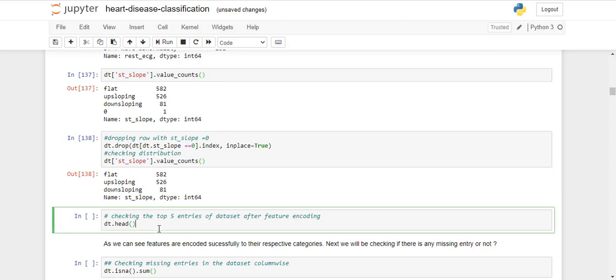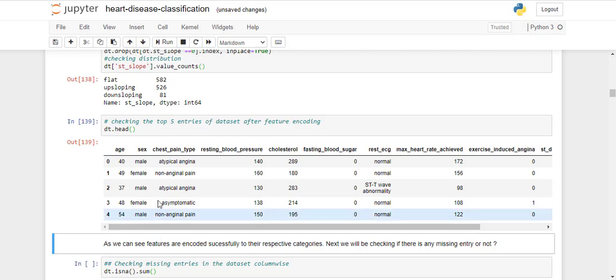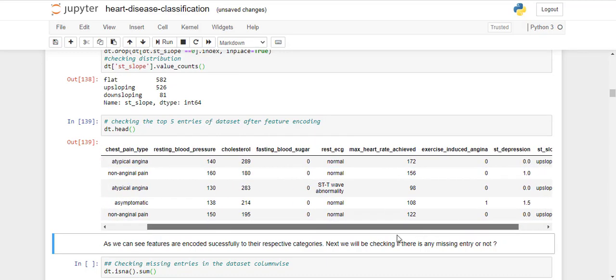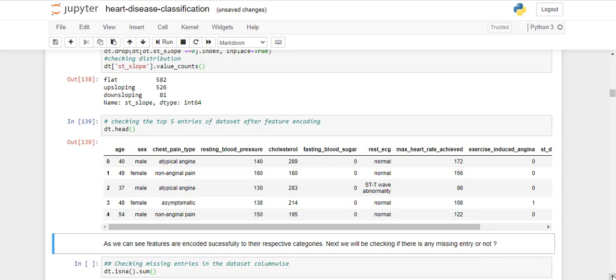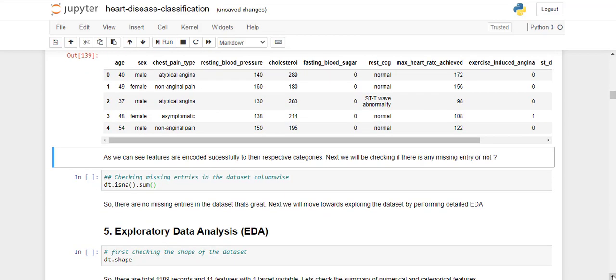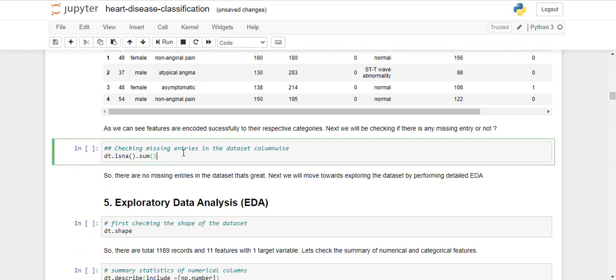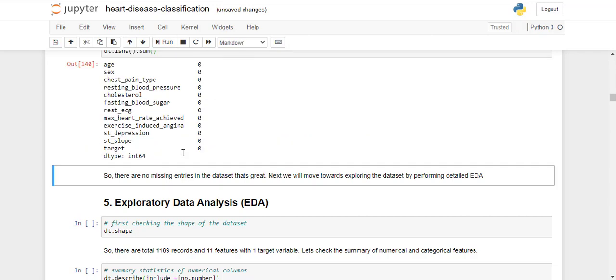So yes, we have successfully converted all the categorical features into their actual categories. So let's move towards missing values. For checking any missing value in your data set column-wise, you have to pass dt.isna().sum(), and luckily we don't have any missing values. Okay, so now we will move towards the EDA part, and here we'll see what is the shape of our data.